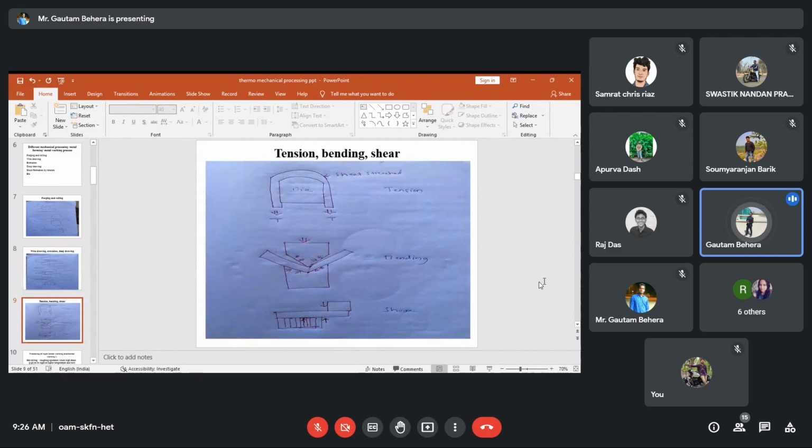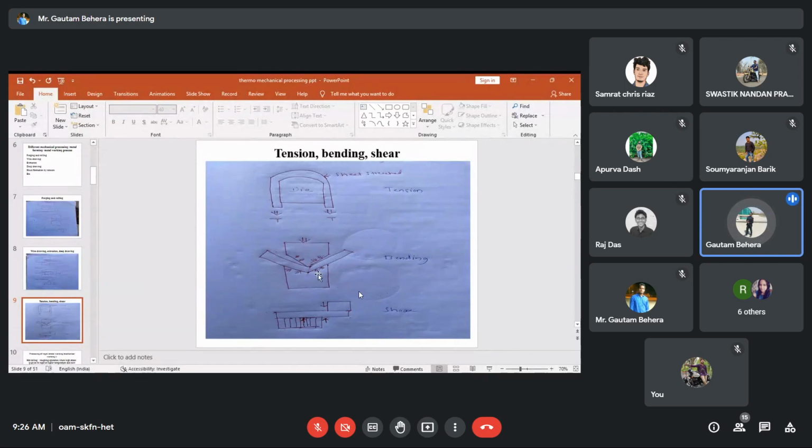Then other kinds of mechanical processing or thermomechanical processing are tension, bending, and shear. You can see this is tension. You can see this is the die. You put a horizontal sheet on it, then you stretch it. You can see the direction of tension. The moment you stretch it, it will get stretched, and it is a kind of tension force.